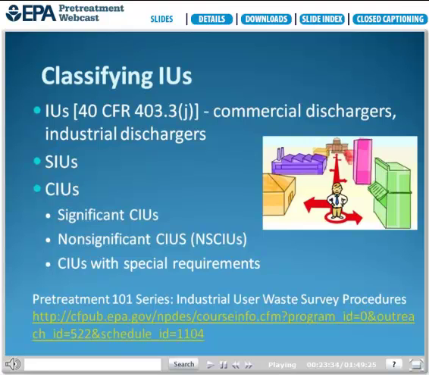Now we're going to define what it means to be an SIU, significant industrial user, to whom the pretreatment permits must be issued by the Control Authority, as well as we'll discuss a CIU, or categorical industrial user. When prioritizing which IUs the POTW Control Authority must issue permits to, the POTW needs to be able to identify which industries fall into these categories.